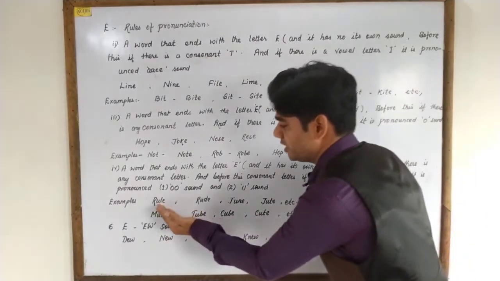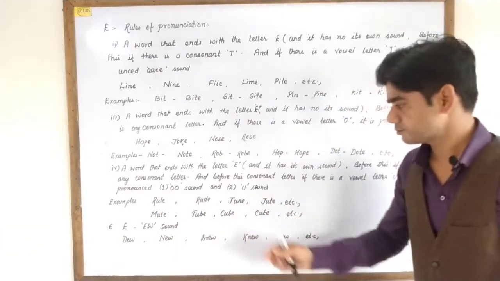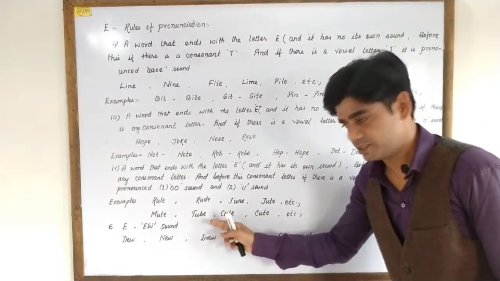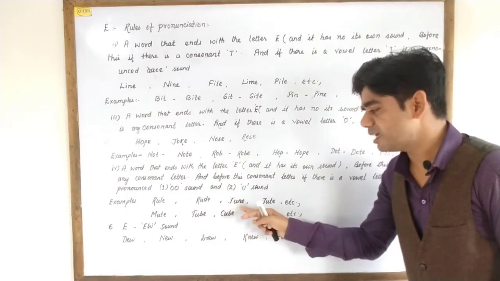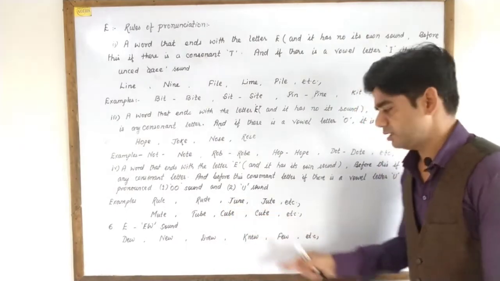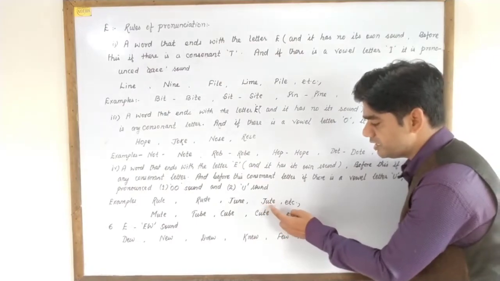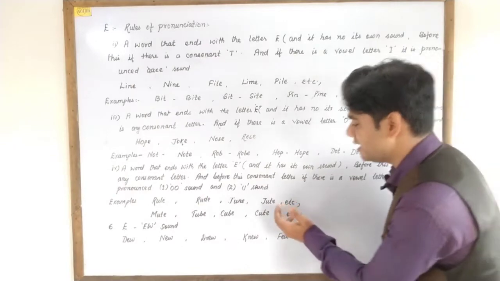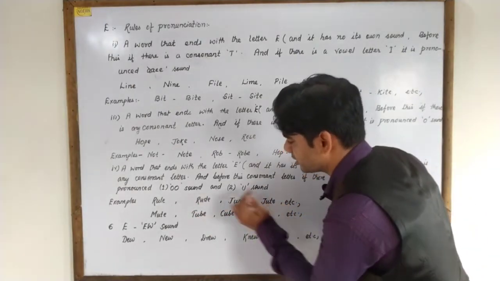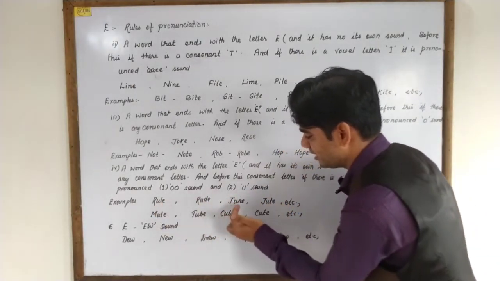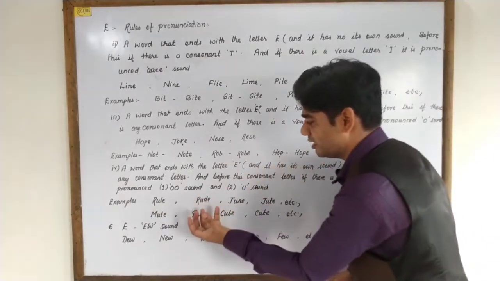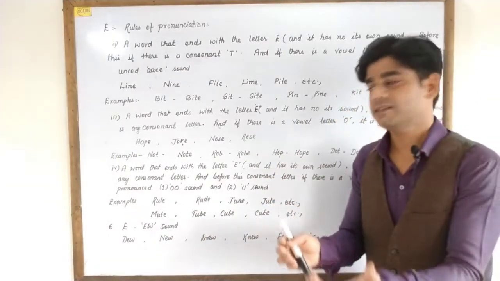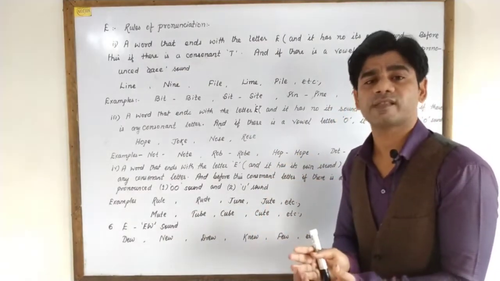R-U-L-E. We read it what? Rule. R-U-T-E, rude. J-U-N-E, June. J-U-T-E, Jude. So these are the words that end with the letter E and before this E letter there is a consonant letter like L, D, N, T, and before these consonant letters there is a letter U in each word. So we will pronounce these words in U sound.